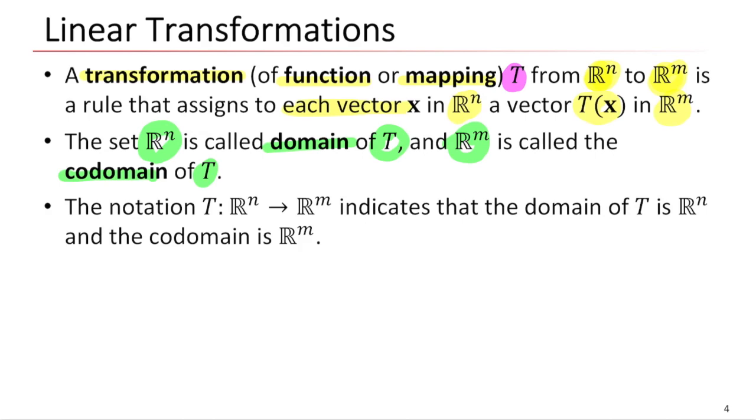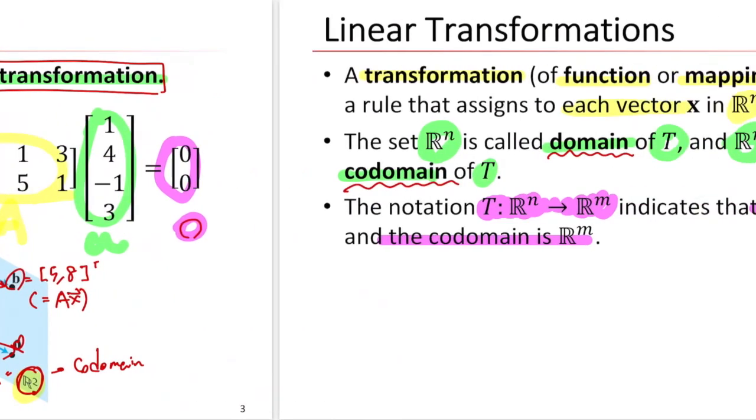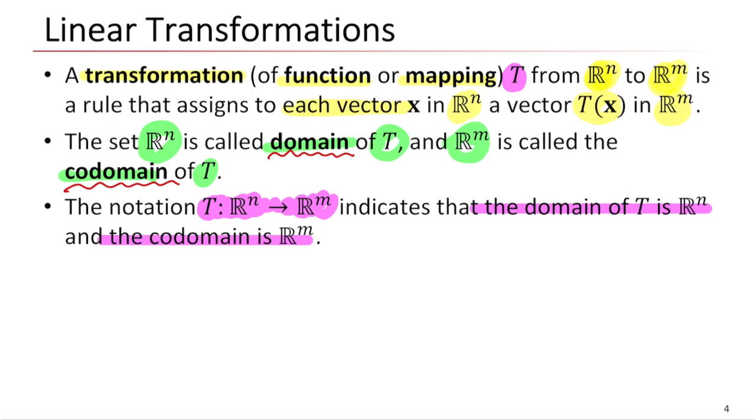So today we will use the notions of the domain and the codomain. We can represent the transformation T as Rn to Rm, like this, which indicates that the domain of T is Rn and the codomain of this transformation is Rm. So this is the domain, and this is the codomain. So this is the definition of the linear transformation.